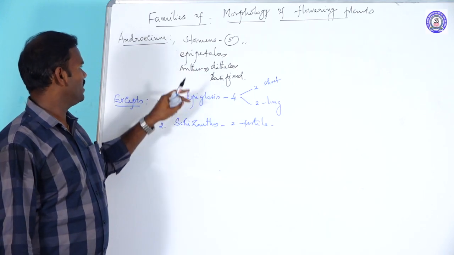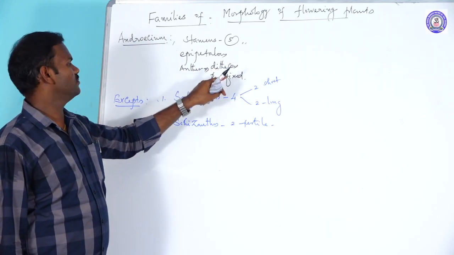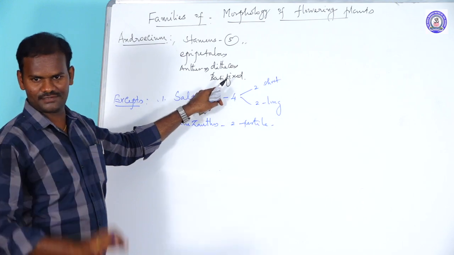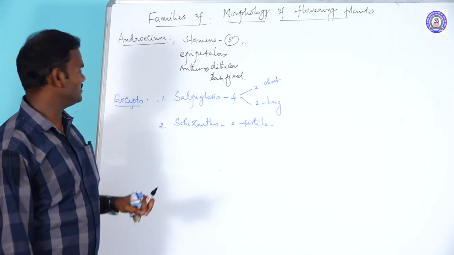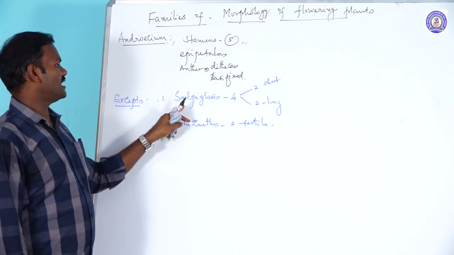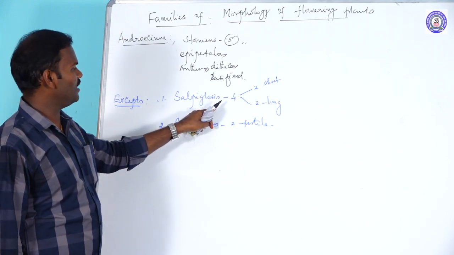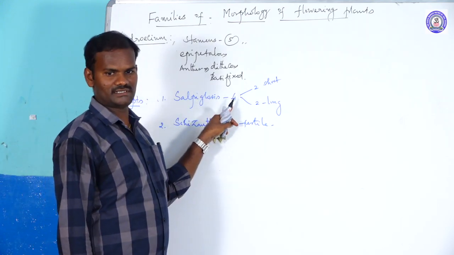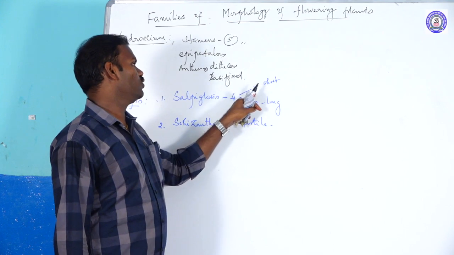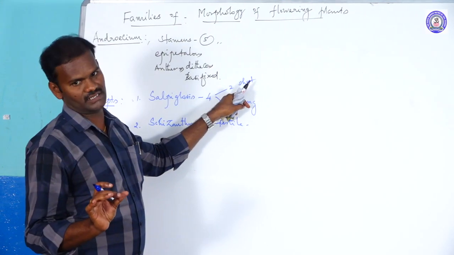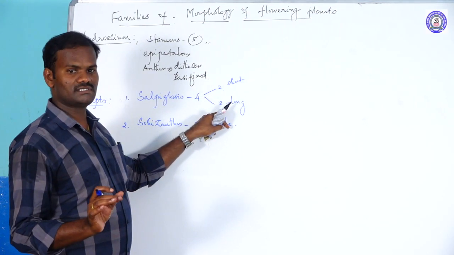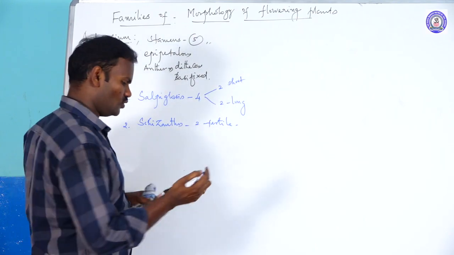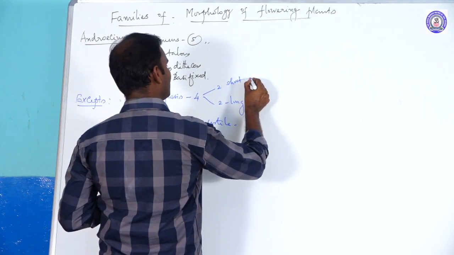Epipetalous stamens, and anthers are dithecous, basifixed. It is a general description. But except in some cases, in Salpiglossis, the total number of stamens is 4. Among the 4 stamens, 2 stamens have short filaments and another 2 stamens have long filaments. So this is called the didynamous condition.